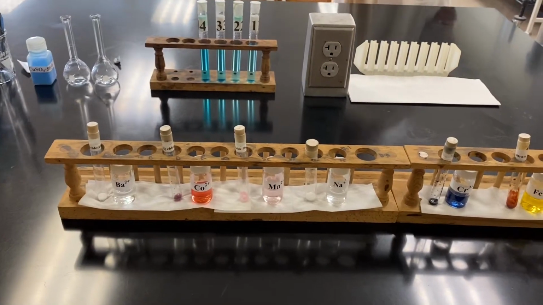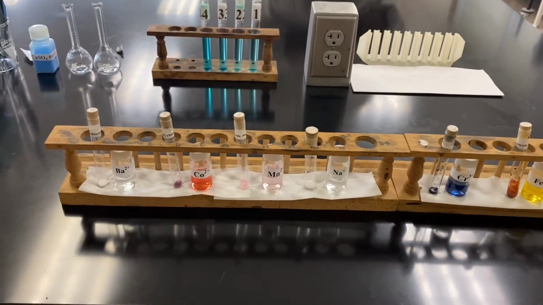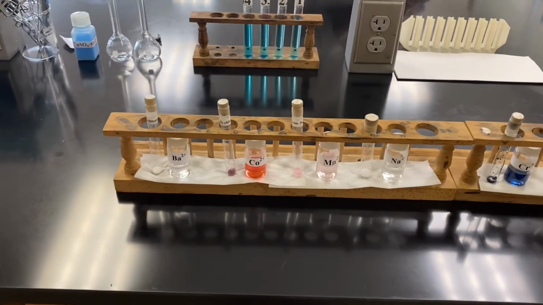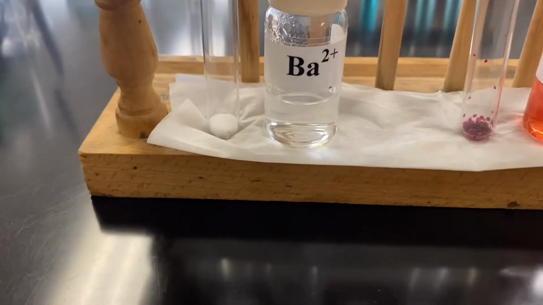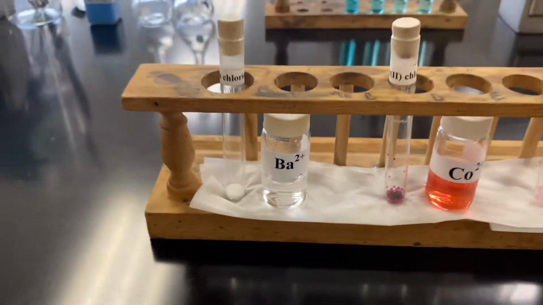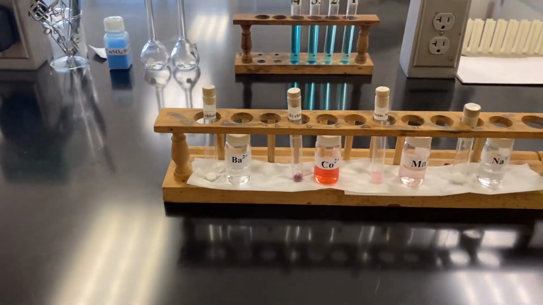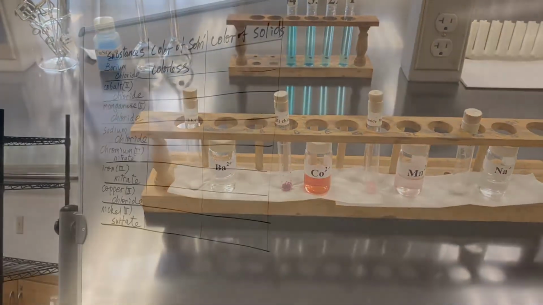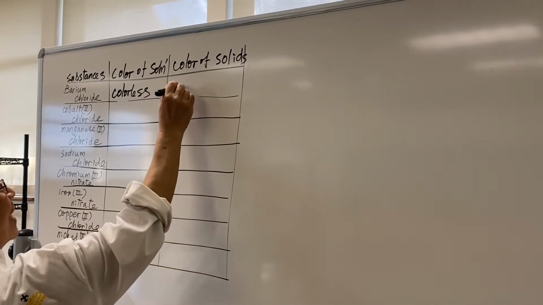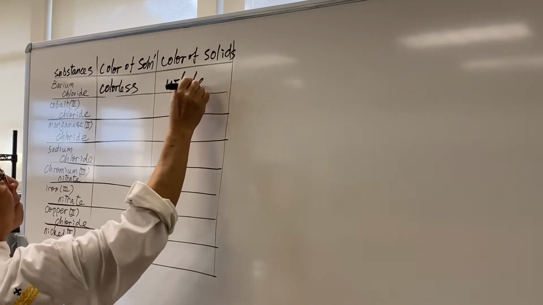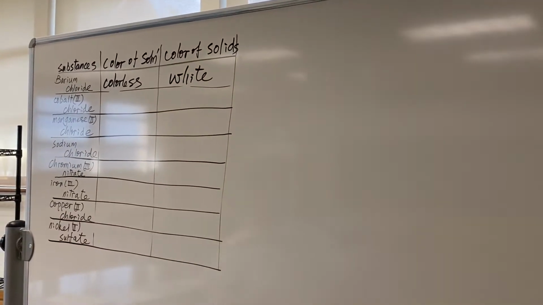For barium chloride, most students will say clear. Now clear is a transparency. Clear is not a color. What is the color? For barium chloride, the salt is reported as white in color, while the solution is reported as clear, colorless.